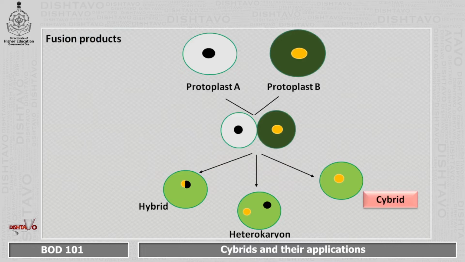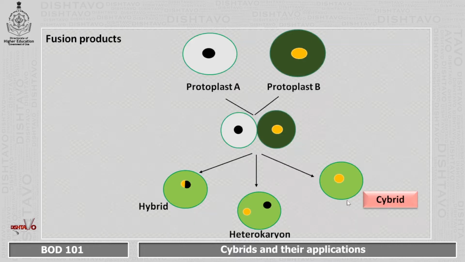The types of fusion products obtained when the protoplast fuse are three types. One is a hybrid, which is having a combination of the nuclear genome as well as the cytoplasm. The second product is a heterokaryon, which has the presence of both the nuclei in the fusion of the cytoplasm. And the third one is a cybrid, which we are focusing on in this module.